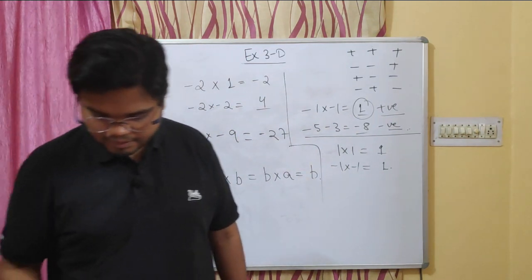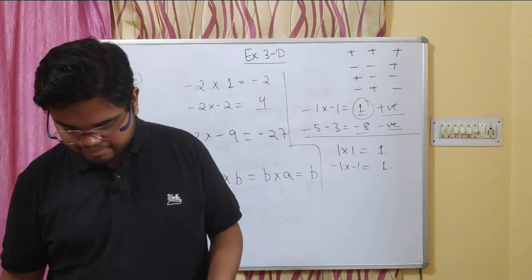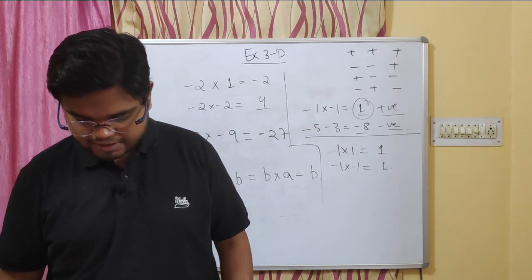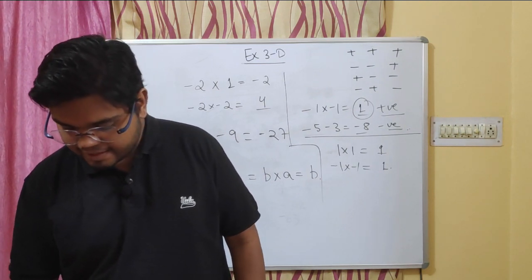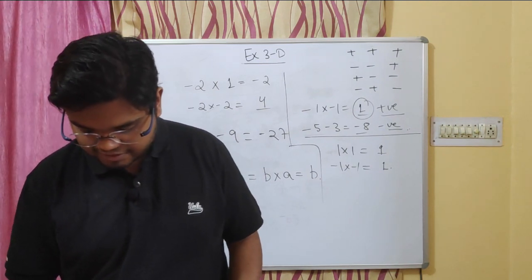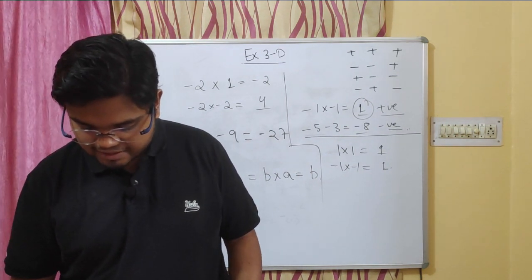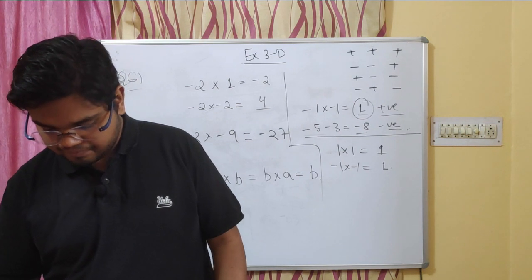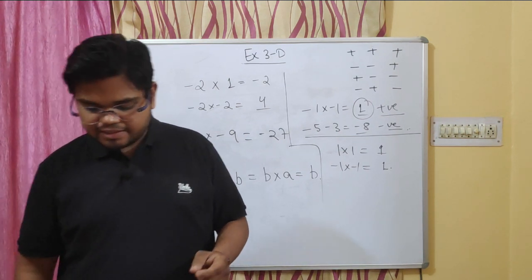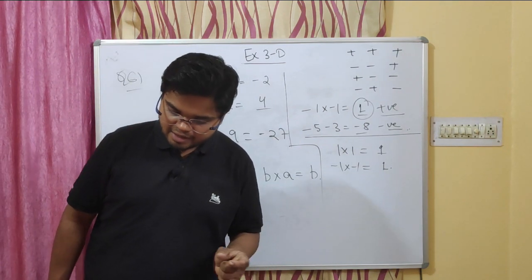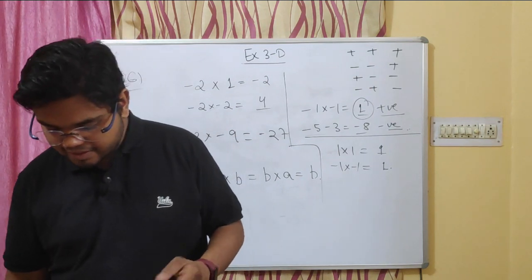Okay. Question number 8. The Atlantic Ocean is sinking about 10 centimeters every 100 years. Write a multiplication expression with integers that models how much the Atlantic Ocean will sink in 300 years. How many centimeters will it sink during that time? So it is sinking 10 centimeters in every 100 years. So how much will it sink in 300 years?